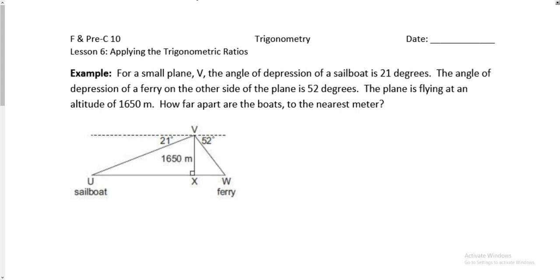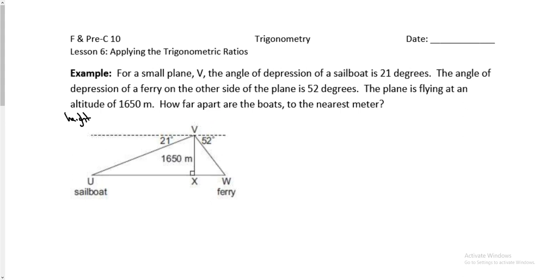Next one. For a small plane V, the angle of depression of a sailboat is 21 degrees. This goes here. The angle of depression of a ferry on the other side is 52 degrees. It can't go in here. It needs to go out here. The plane is flying at an altitude, height, of 1,650 meters. How far apart are the boats to the nearest meter?